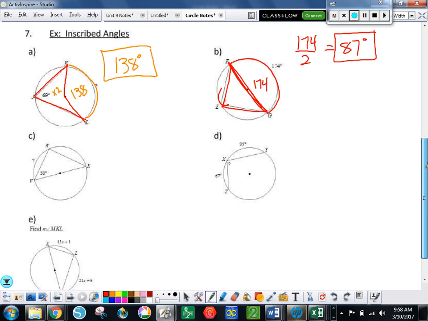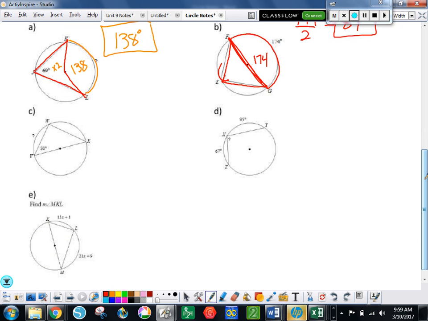Okay. What about part C? There's going to be a little bit more manipulation on part C. Please try it. What do you notice about the triangle? What is S? What is DS? It's the diameter, right? 180? You can see there's more than one way to do this problem as well.